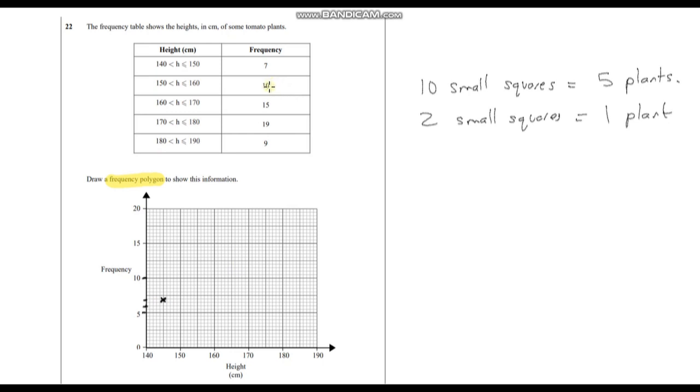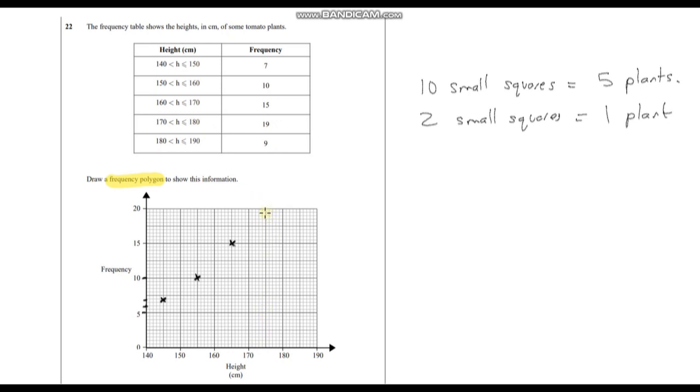So we've got 10 tomato plants that are between 150 and 160 centimeters. So again, we pick the midpoint, which is 155, and we go up to 10. That one's nice and easy because that's on a thick line there. Now the next one, 15, and we're going to take the midpoint, so 165 up to 15, which is here. The next one, we're going to take 175 for the midpoint, and we're going to go up to 19.